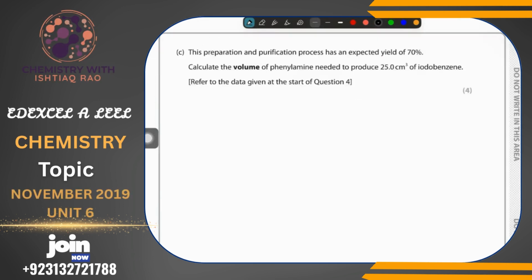Now see this last one. The preparation and purification process has an expected yield of 70%. Calculate the volume of phenylamine needed to produce this one. Refer to the data given. Density. Oh, so wait, what is the question? Can you go up to the beginning of the question so I can write it down?